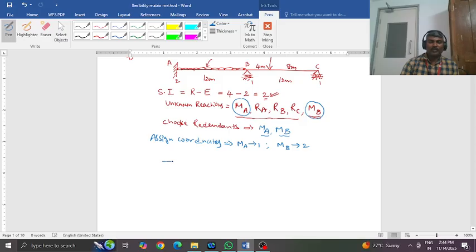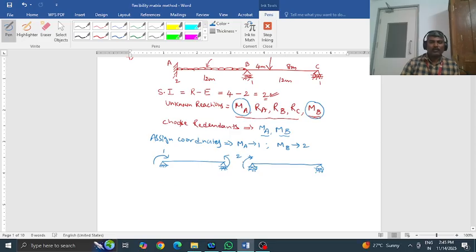So in the diagram, how do you represent them? As MA is redundant, you remove that redundant. If you remove the reaction MA, you get a hinge there instead of a fixed support. Now the coordinate is 1 here. Similarly, removing MB means removing continuity, so break the beam here. Now the given continuous beam becomes two simply supported beams. I give the coordinate like this, coordinate 2. In the positive sense, this creates sagging here, this creates sagging here. So MA is given as 1, MB given as 2.